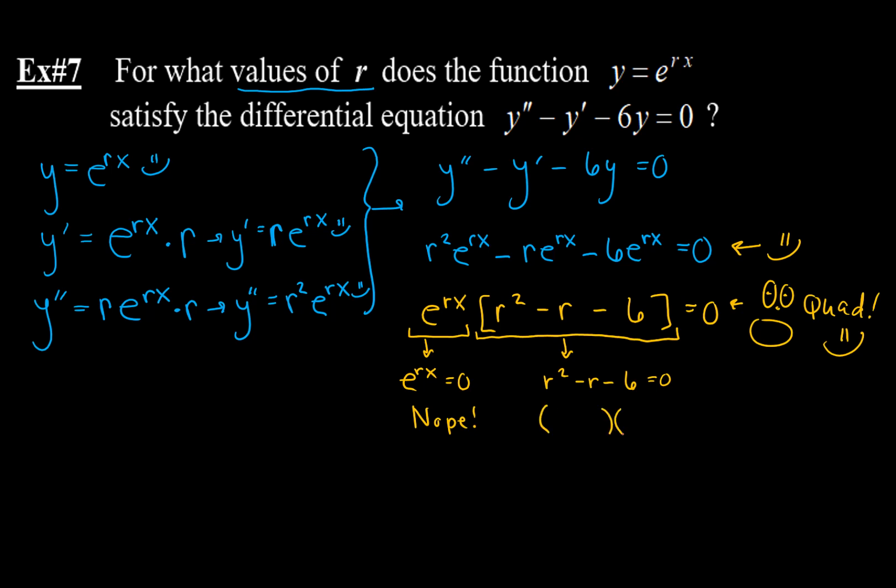R squared minus r minus 6. Yeah, that bad boy factors. What factors of 6 subtract to give me negative 1? Did you say negative 3 and 2? I'm so impressed. Yeah, those are my answers. r is equal to 3 or r equals negative 2. Those are the values of r that satisfy this hefty equation here.